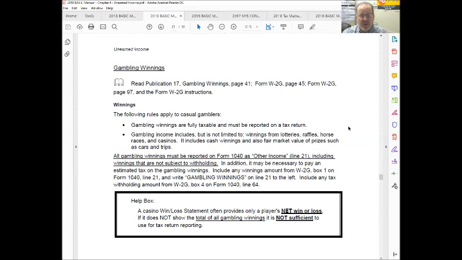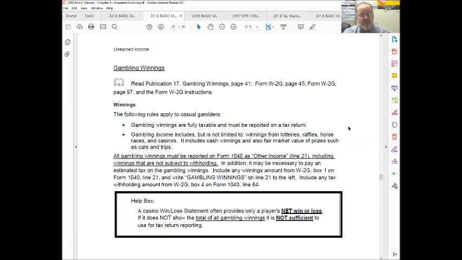The other thing is, a lot of times people that have the little cards, the players' cards, I believe they call them, at the casinos, they can get these win-loss statements. It says there, a casino win-loss statement often provides only a player's net win or losses. It does not show the total of all gambling winnings and is not sufficient for tax reporting.